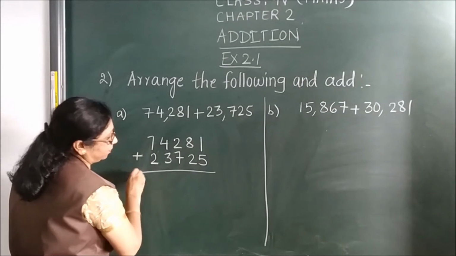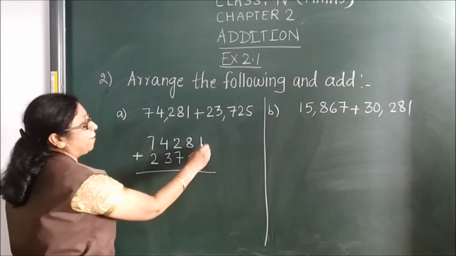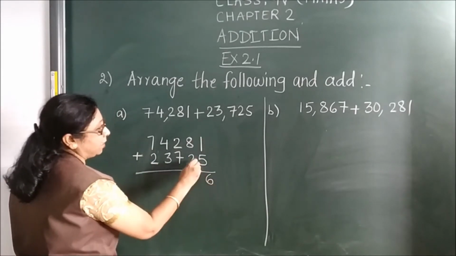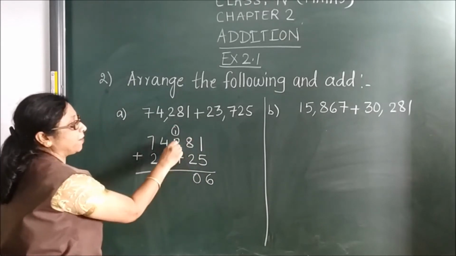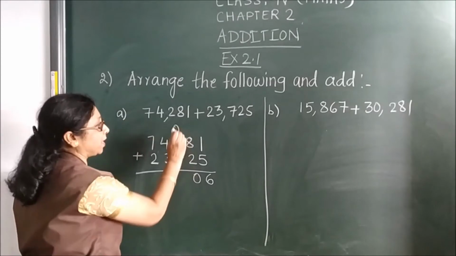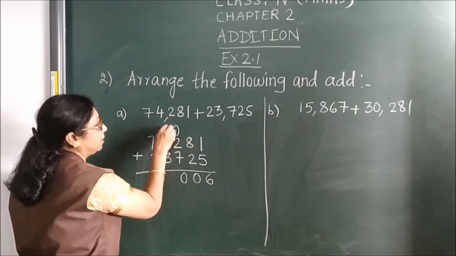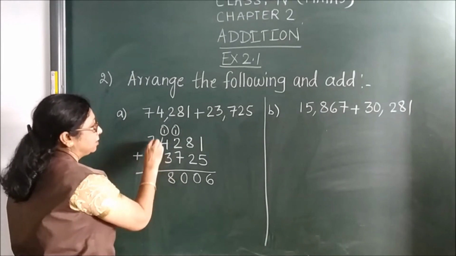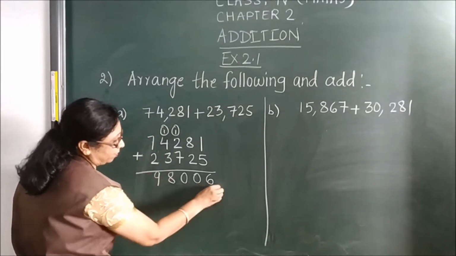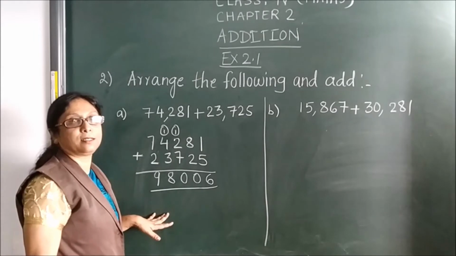Then add. Okay, now 5 plus 1, 6. 8 plus 2, 10. Again 7 plus 2, 9. 9 plus 1, 10. 4 plus 3, 7. 7 plus 1, 8. 7 plus 2, 9. So you will get this answer.